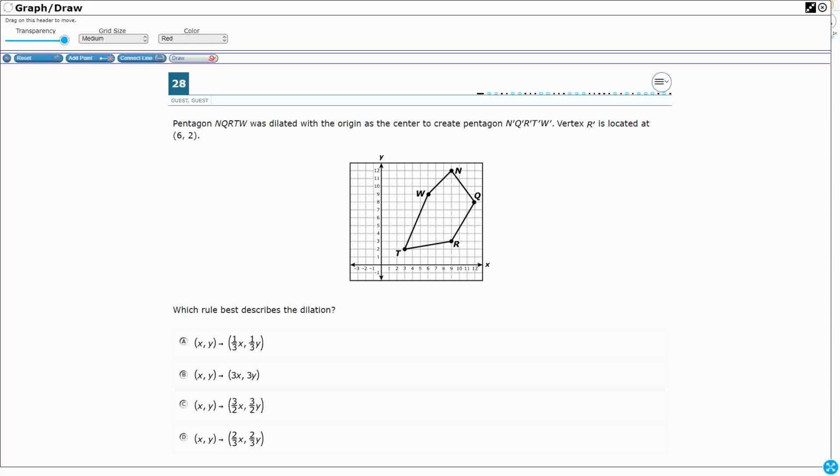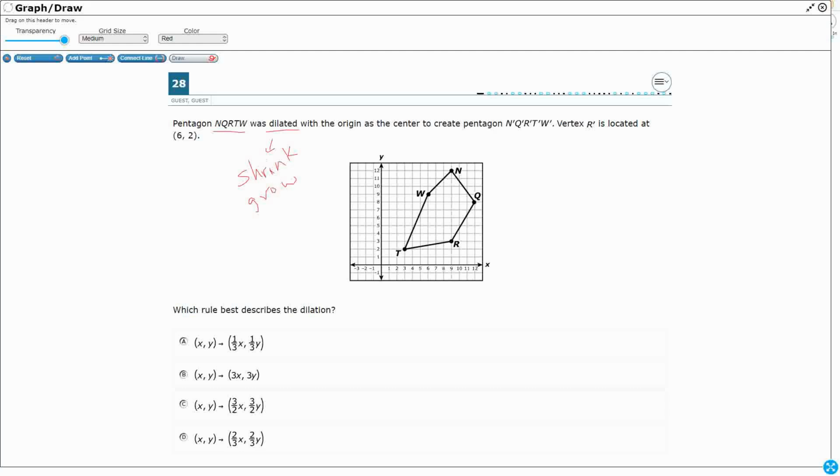All right, so we've got a pentagon here, NQRTW, already listed on the coordinate plane for us, and it's going to be dilated. So dilated means it's either going to shrink or it's going to grow. And remember that when we are dealing with dilations, they are not rigid transformations because they do not preserve the side lengths like rotation, reflection, or translation. So we're either going to shrink or we're going to grow.